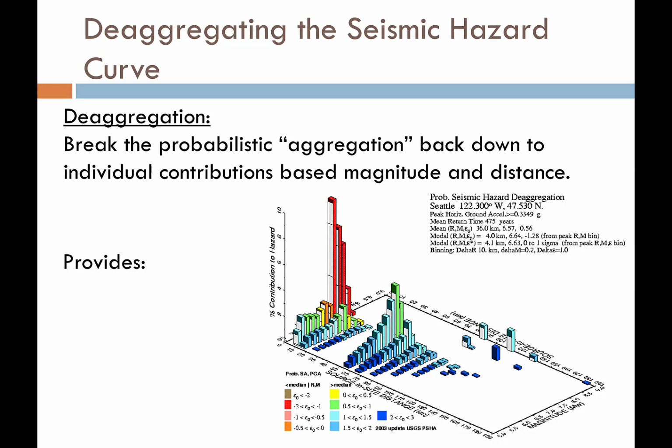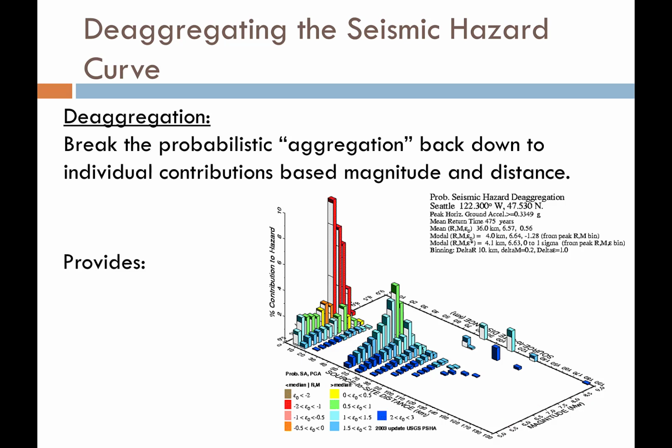So it's useful lots of times for us to deaggregate, or disaggregate, another way of saying it, that data back down to the individual scenario events so that we can look at them and see. And these types of plots are what we call deaggregation or disaggregation plots. So typically they look like this. We have the percent contribution to our lambda value, we have the source to site distance for the different events, and we have the magnitudes from the different events.